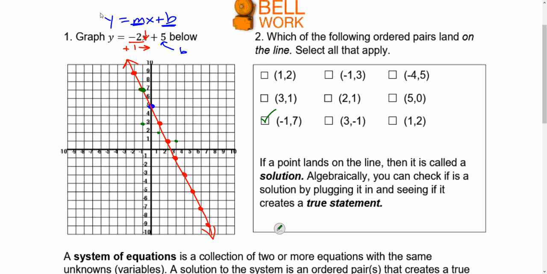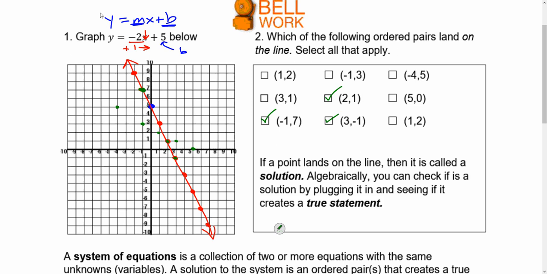I got (2, 1). That one does. So we check that one off. Then we have (3, -1). 1, 2, 3. Negative 1. That one lands on the dot also. So we check that one off. (-4, 5). Negative 4, 1, 2, 3, 4, 5. That's here, so that's not on it. (5, 0). That's 5 to the right. 1, 2, 3, 4, 5. So that's right here. That's not on it either. And then we have (1, 2), which I think we already had because that was the same as the other one. So if it wasn't there the first time, it's not going to be there the second time either.